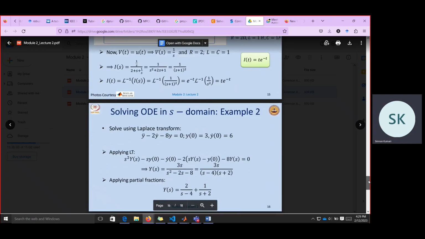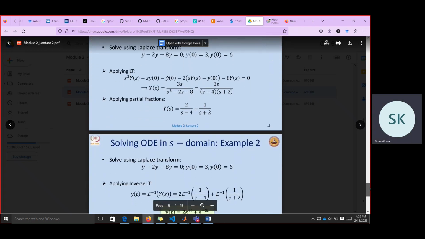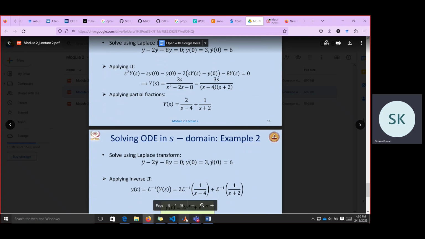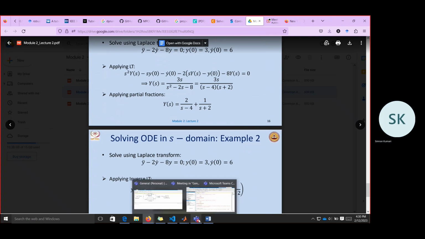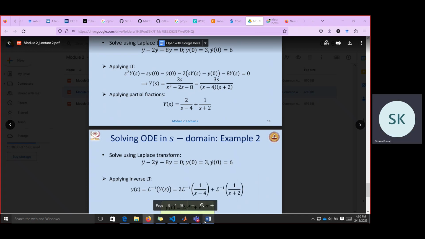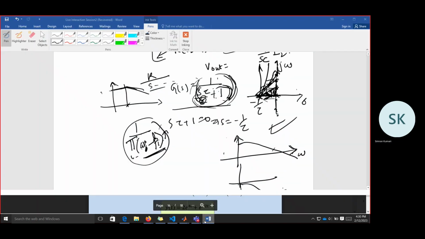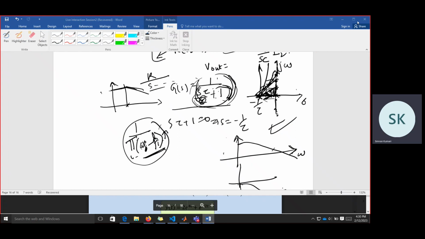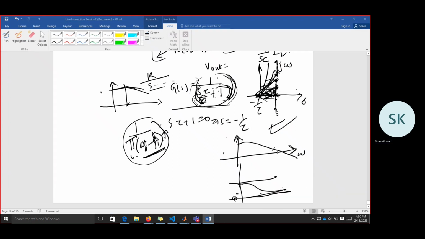But generally for a Bode plot, we define this 3 dB frequency at which the gain is decreasing, and also the cutoff frequency. This is the frequency at which the gain is 1 or 0 dB, like this.